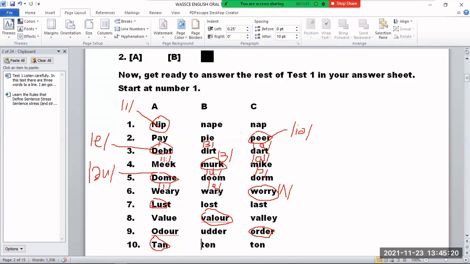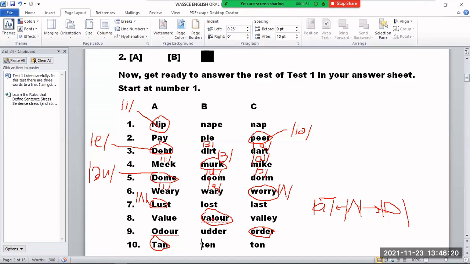In number 7, we have lost. We have the central vowel sound, which lies in the border between O and A. So you have the sound of A in the middle of O and A. It lies in the middle between these two. That's the sound you have here. So it is not A and it is not O. It is A. Lost. All right?